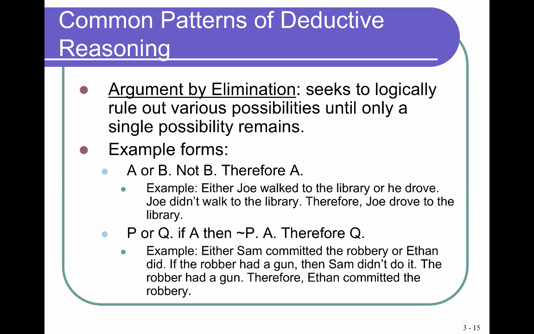P or Q. If A, then not P. A, therefore Q. That's a little bit more complicated, but it makes sense when you put it in a word problem. Either Sam committed the robbery or Ethan did. That's either P or Q. If the robber had a gun, which is A, then Sam didn't do it, which is not P. The robber had a gun, which is A. Therefore, Ethan committed the robbery, which is Q. So you can see it fits logically into that pattern. Now, we may do some more complicated ones of these in class.